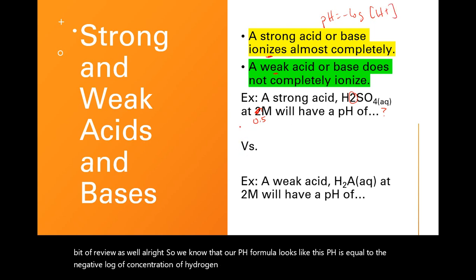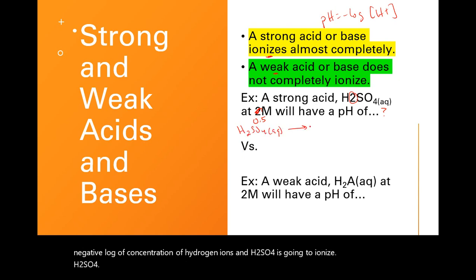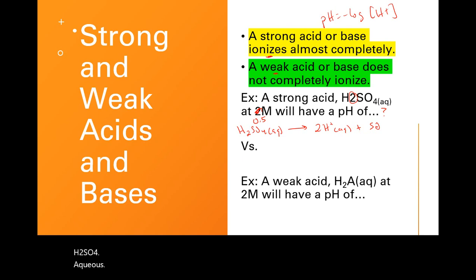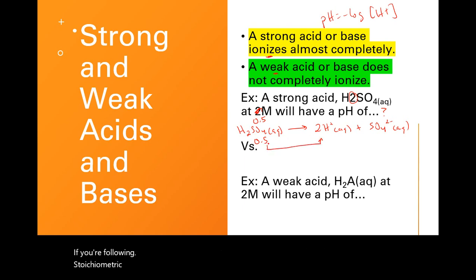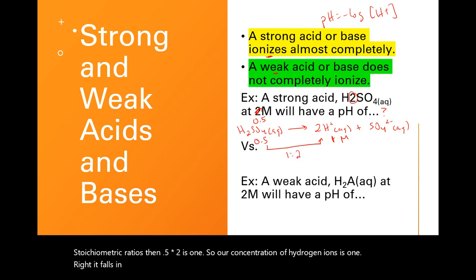And H2SO4 is going to ionize, H2SO4 aqueous, into hydrogen ions and your sulfate ion. Okay, so following our mole ratios here, if we have a 0.5 molar concentration of sulfuric acid, because it's going to completely ionize, it's going to multiply in this case by 2, right? If we're following stoichiometric ratios, then 0.5 times 2 is 1. So our concentration of hydrogen ions is 1. Right? It follows a 1 to 2 ratio as you're used to.